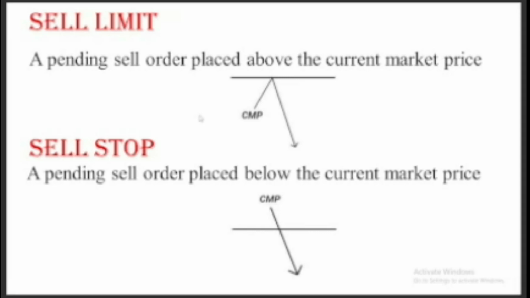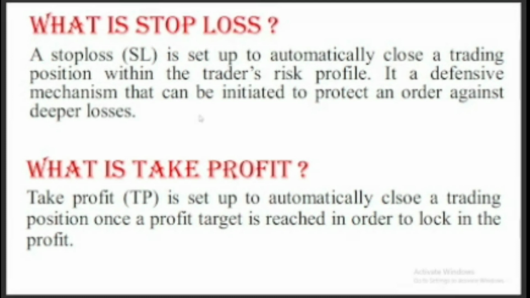That's for the pending orders that we have, which are buy limit, buy stop, sell limit, sell stop. We have what we call stop loss. What is a stop loss? A stop loss is set up to automatically close a trading position within the trader's risk profile. It's a defensive mechanism that can be initiated to protect an order against deeper losses. That is, when you have a position, a trade placed, be it a buy trade or a sell trade, you have your stop loss on.